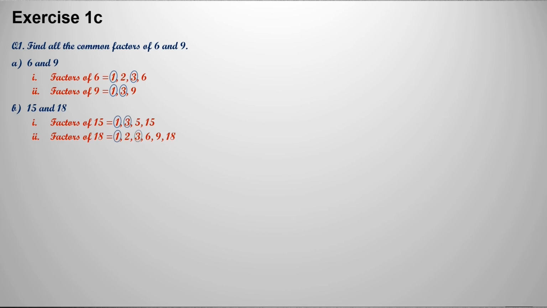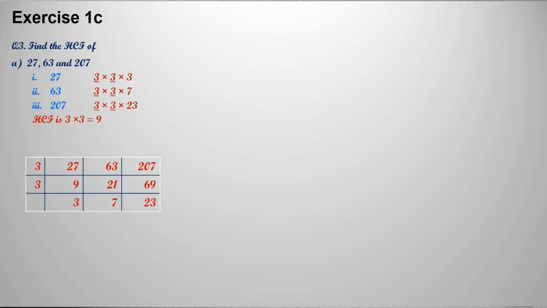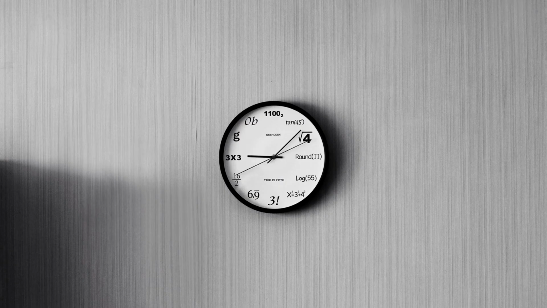Previously, we'd been doing exercise 1C, question number 1, question number 2, and question number 3. Now, it's time to do the remaining two questions, question number 4 and question number 5. Both of these are word problems, and we'll learn easier ways to solve word problems. Now, let's go through question number 4 first.